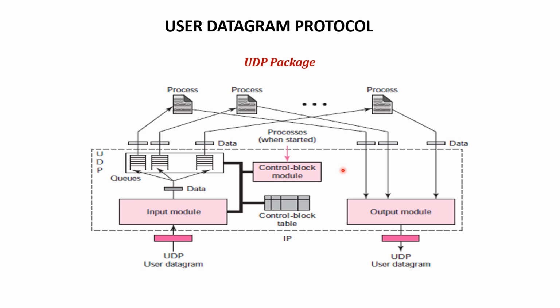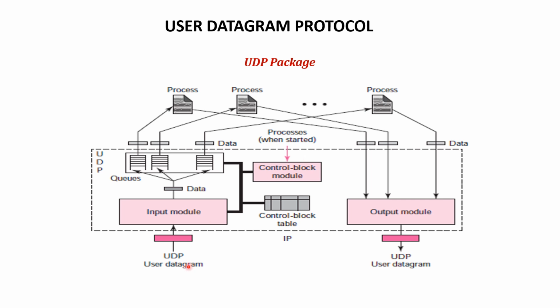When a process starts, it asks for the port number from the operating system. The operating system assigns well-known port numbers to the servers and ephemeral port numbers to clients. The process passes the process ID and the port number to the control block module to create an entry in the table for the process.